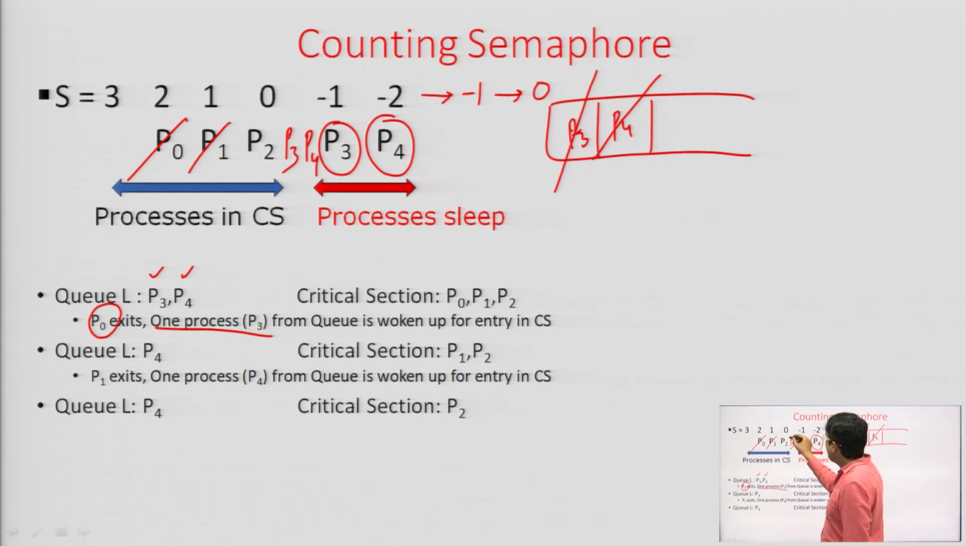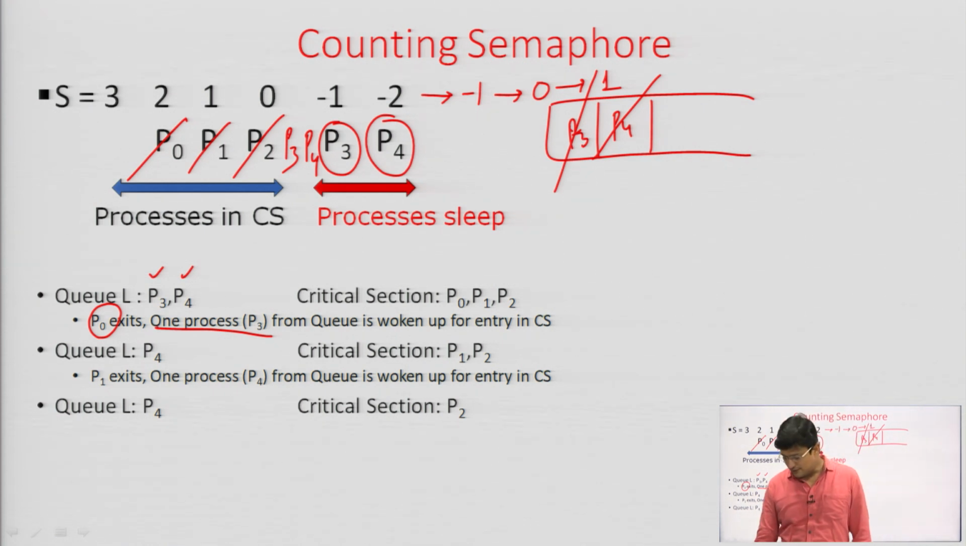Let us say one more process exits the critical section, let us say P2. So, the value of the semaphore goes from 0 to 1. So, this becomes positive. The meaning of positive is that there is no process in the queue, so do not allow any process to enter the critical section anymore. So, this goes like this.